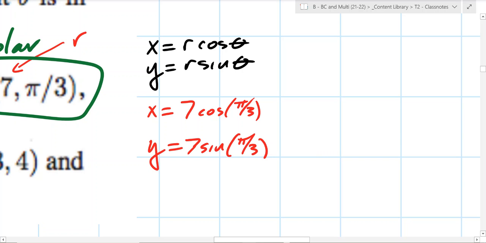What's cosine of pi over 3, Anthony? Root 2 over 2. Cosine of pi over 3 is not root 2 over 2. It is 1/2. And what's sine of pi over 3? Root 3 over 2.